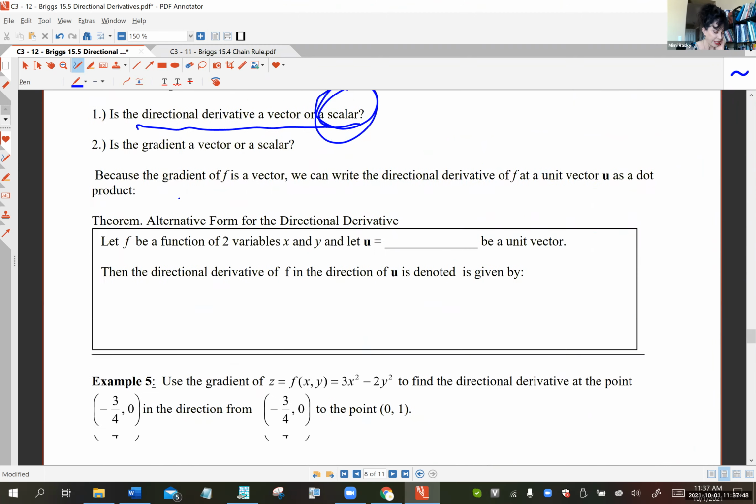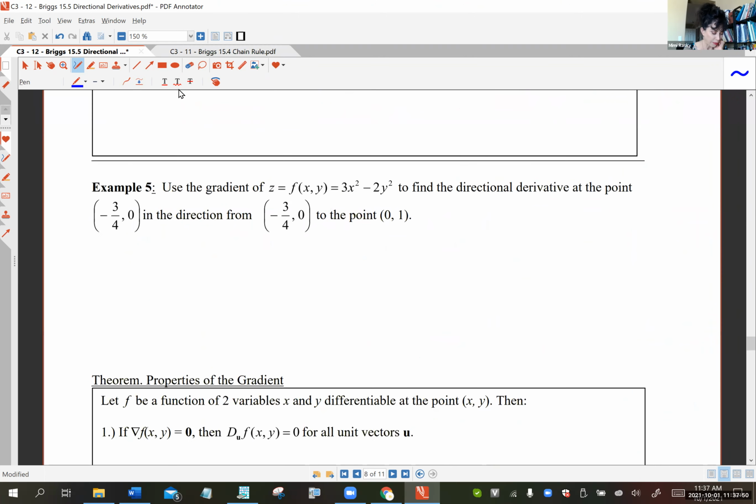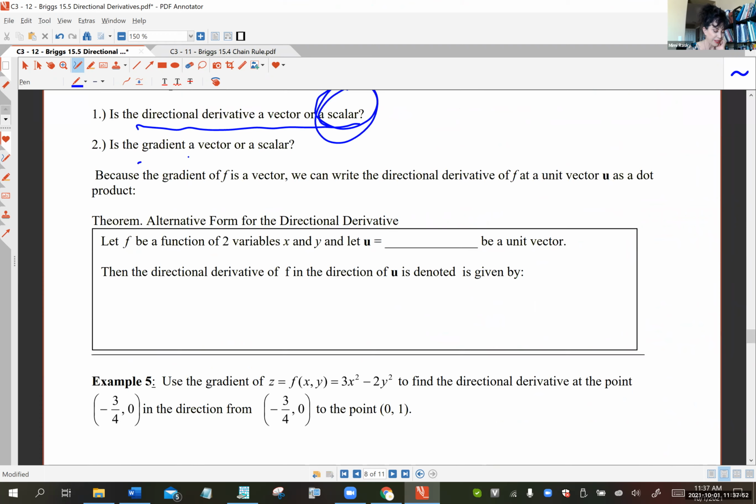Is the gradient a vector or a scalar? Vector. Yeah, vector.